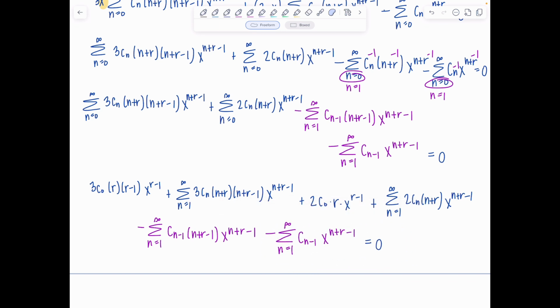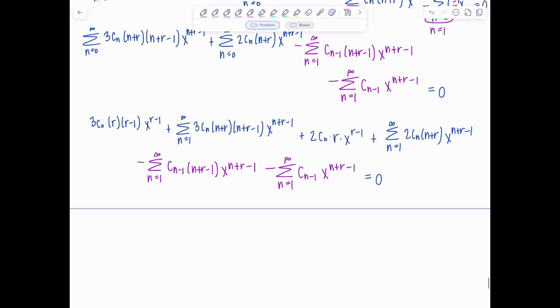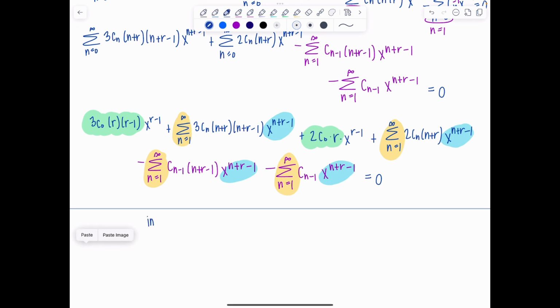Beautiful. So now what we can do, we can factor out the sigma, because it all goes n equals 1 to infinity. We can basically write this all with one sigma notation, and then also take out the x to the n plus r minus 1. And then I'm going to write out my initial equation. We don't need to write the x to the r minus 1. So initial equation, we have 3c naught times r minus 1 plus 2c naught times r is 0.